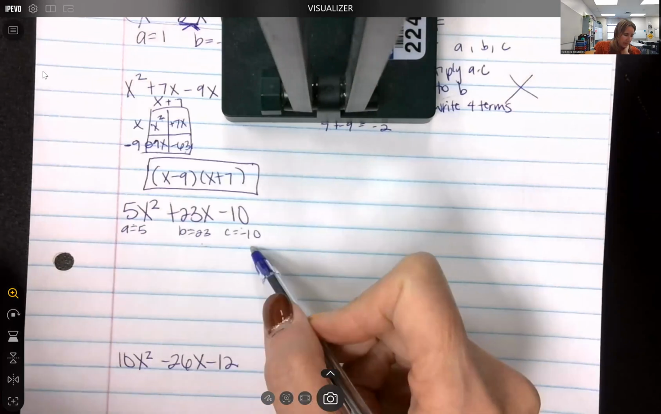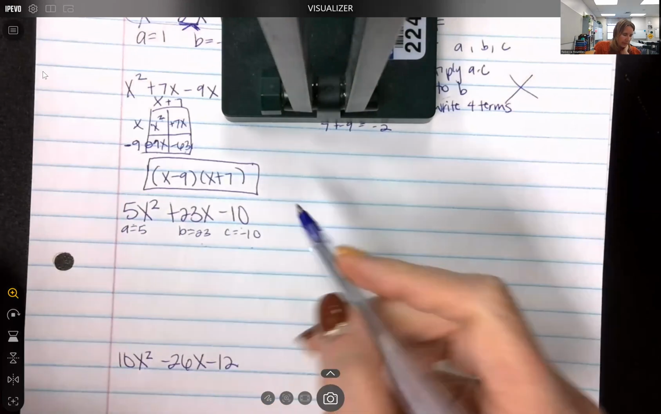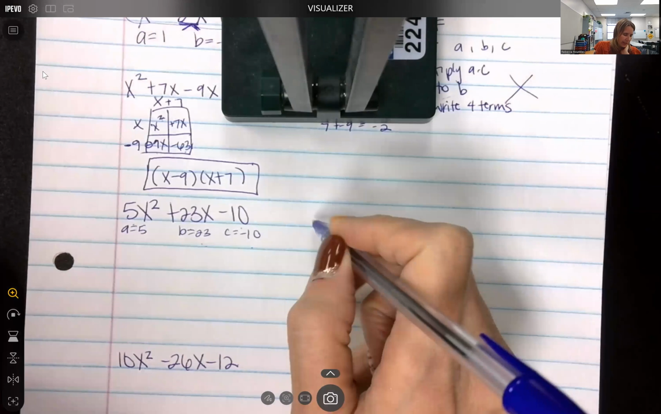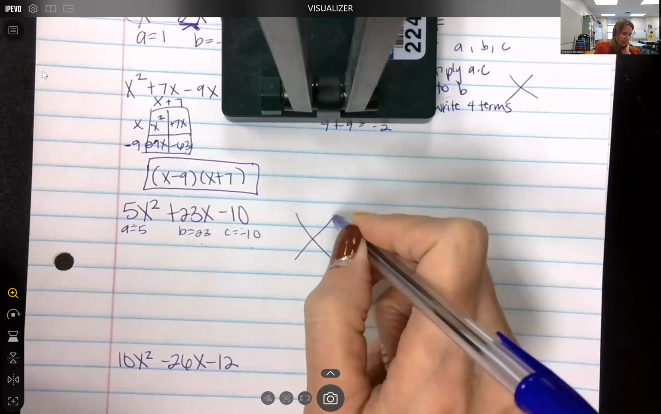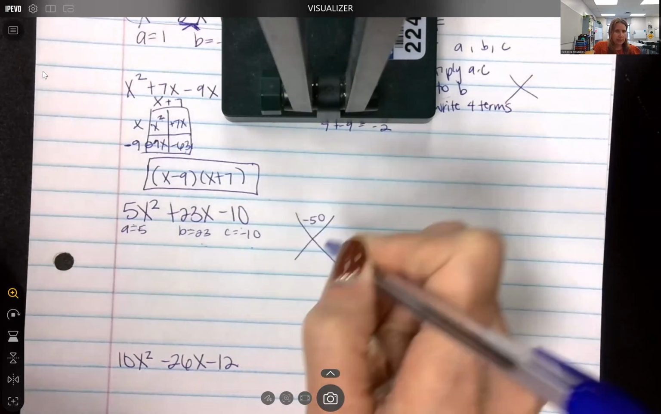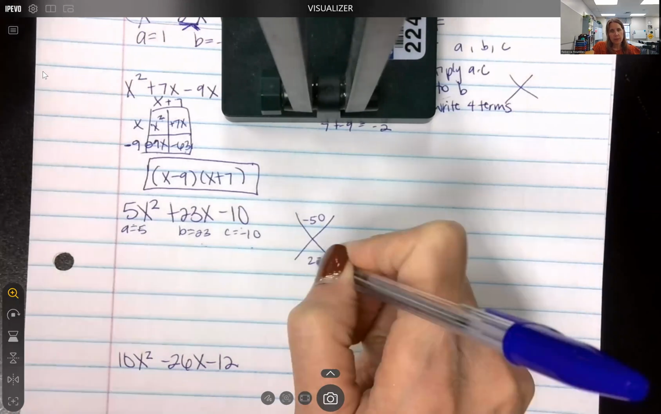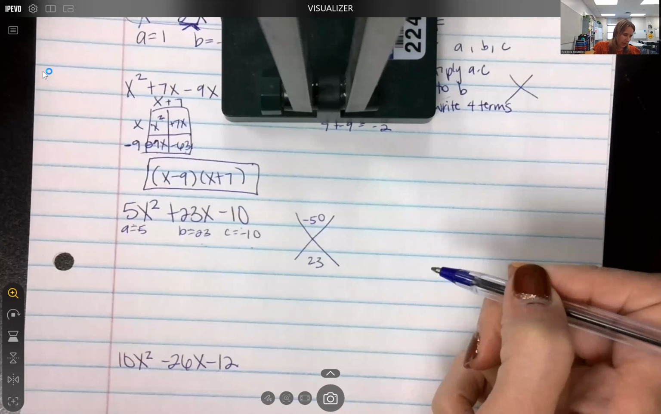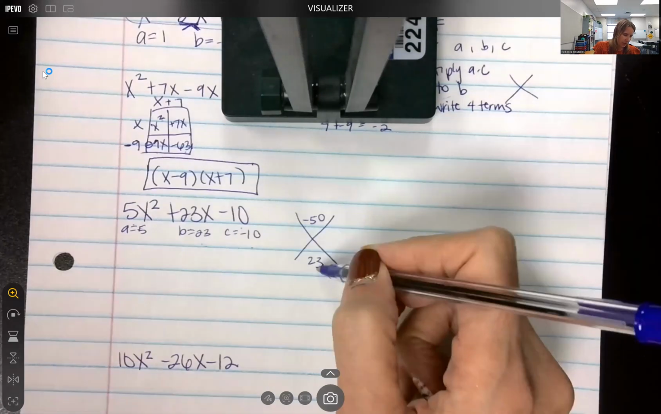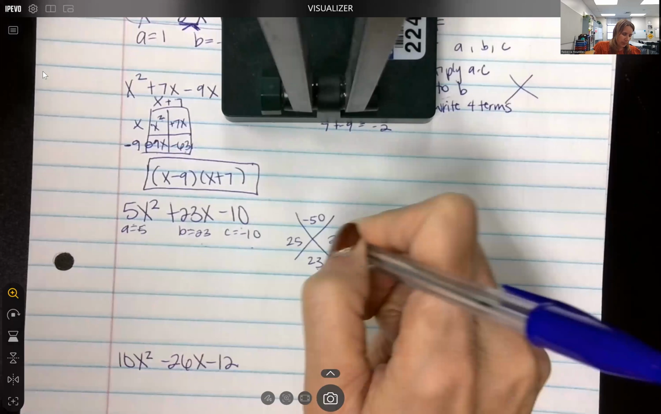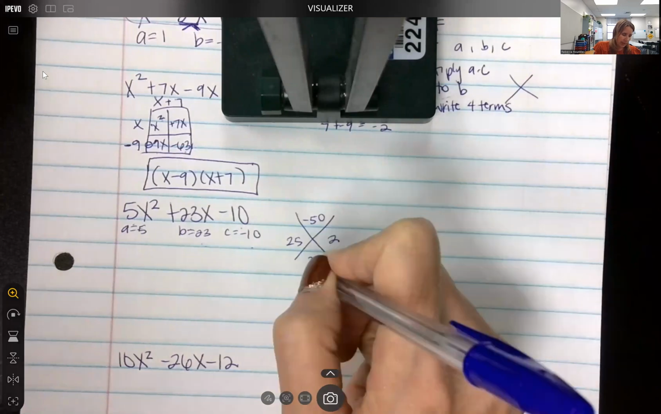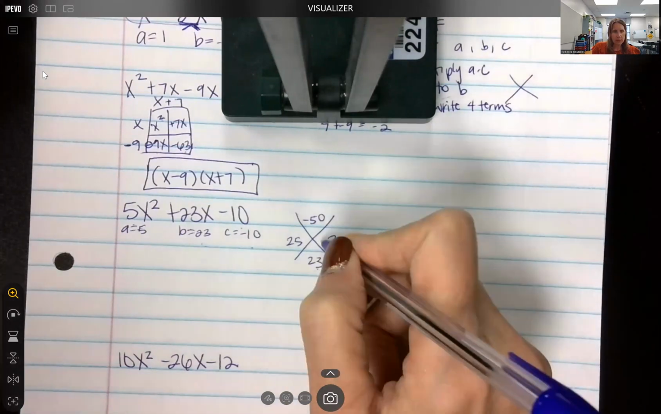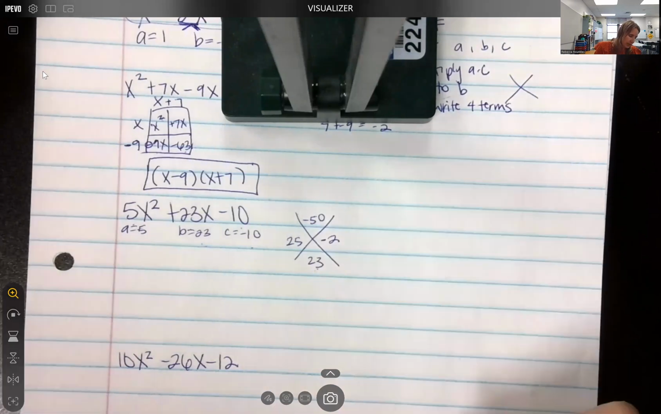Okay, so when we do our x-men, we're going to do A times C and get -50, and then that's going to add to 23. Okay, so it has to multiply to -50 and add to 23. So that's going to be 25 and 2. And I need a positive 23, so my smaller number is going to be negative. Rewrite that using 4 terms.